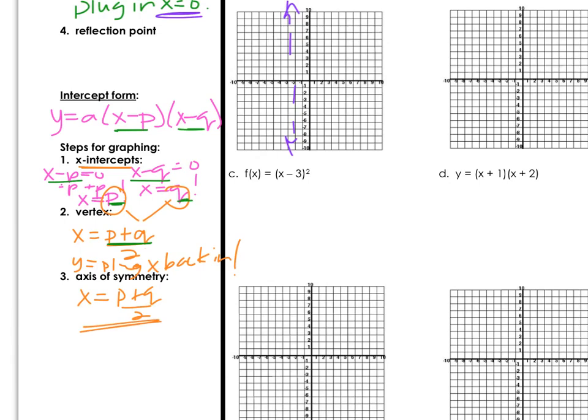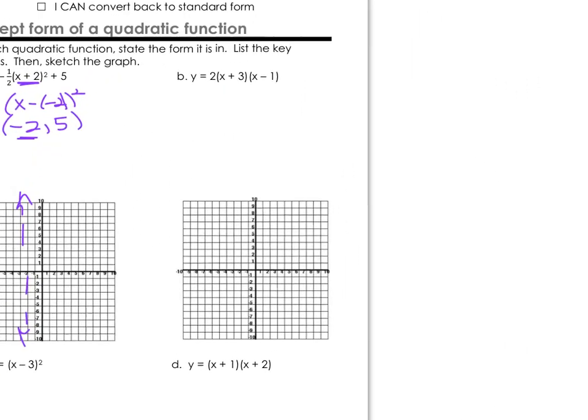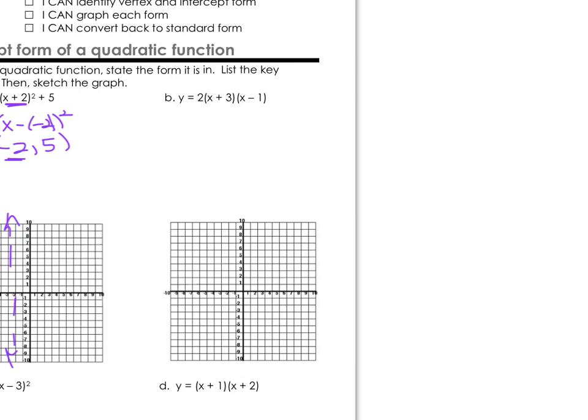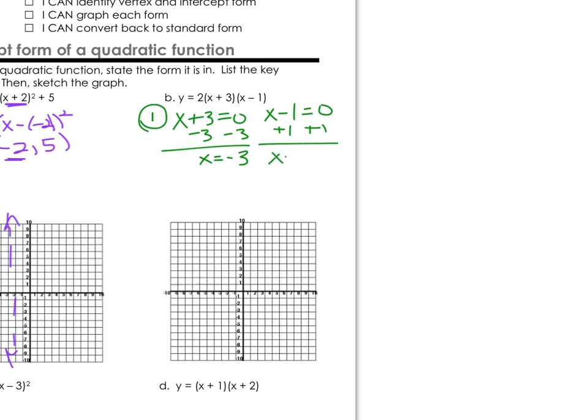So to see what I mean, let's take a look at that example up here at the top. Notice we had x plus 3 and x minus 1. To get our x-intercepts, we did x plus 3 equals 0, and we had to subtract 3 to move it over. And then x minus 1, we add 1 to move that over. Those are your p and q values. So this is p right here, and this is q.